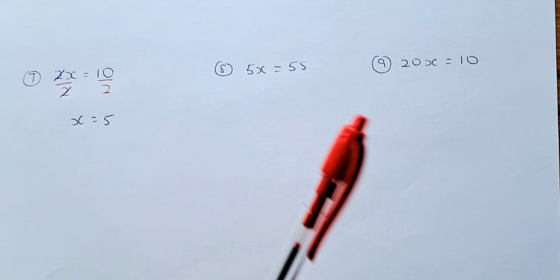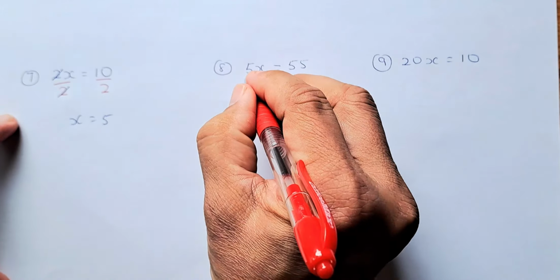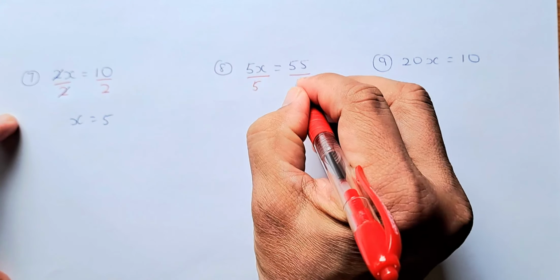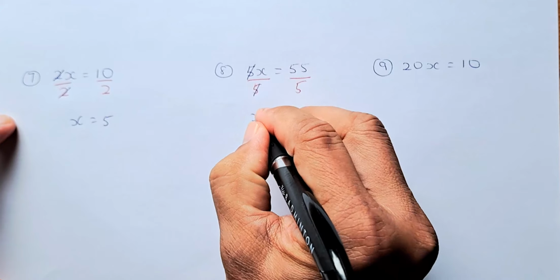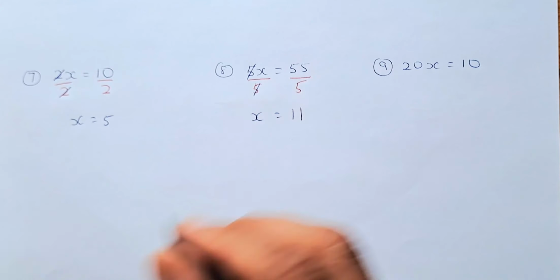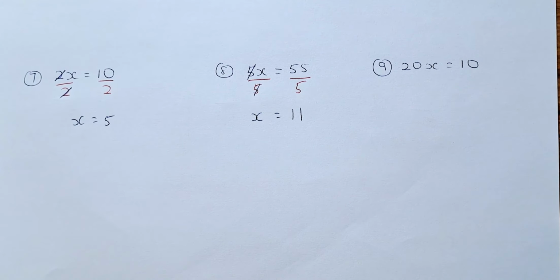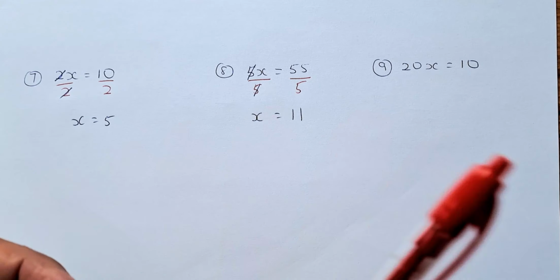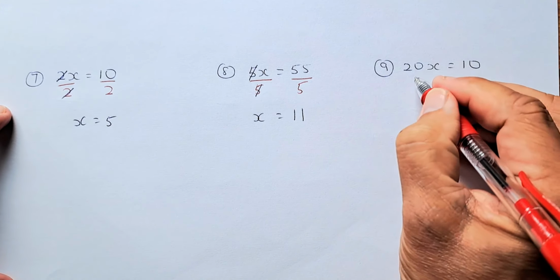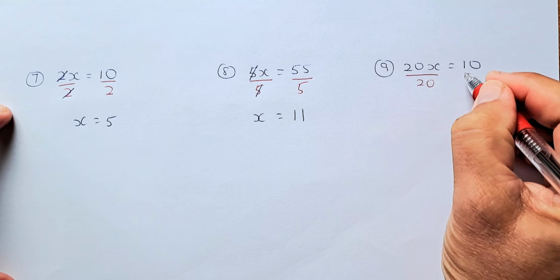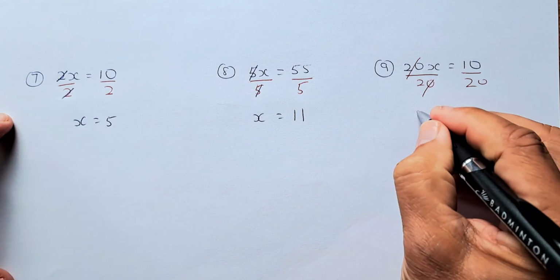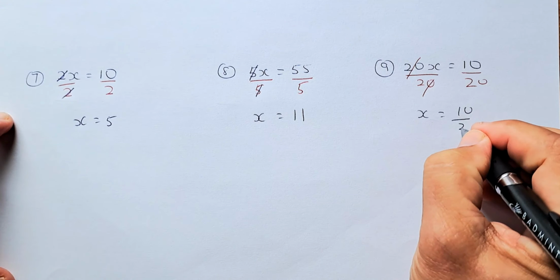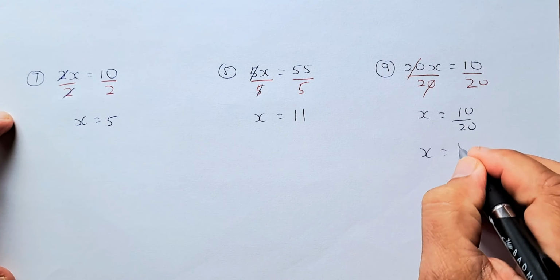Next, 5x equal to 55. The next step you do, you divide by 5 on both sides. So the 5 cancels out, and x will be equal to 11, because 55 divided by 5 is going to be 11. Of course, by now you should know how to do this. 20x equal to 10. You're going to divide by 20 on both sides. 20 will cancel out. So your answer is going to be x equal to 10 over 20. Simplify that, x equals a half.